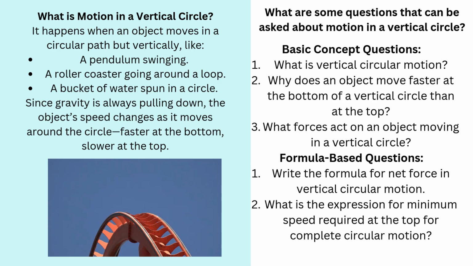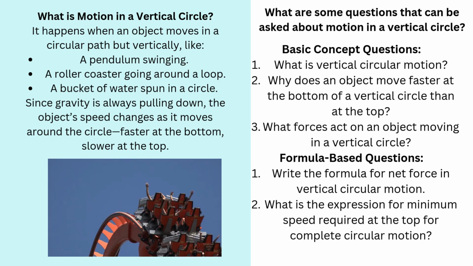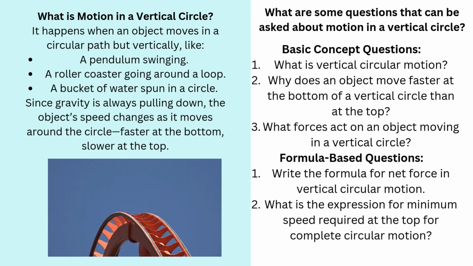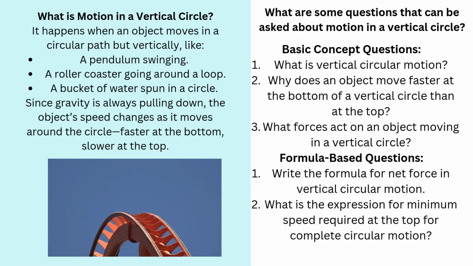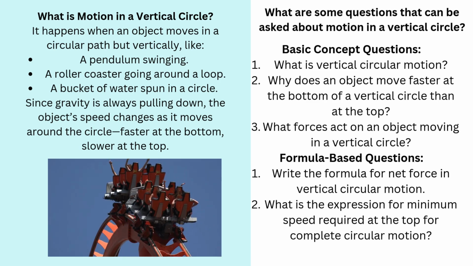Let us think about some simple questions that can be asked about motion in a vertical circle. A basic concept question can be: what is vertical circular motion? Why does an object move faster at the bottom of a vertical circle than at the top? Now the answer can be found using some formulas.